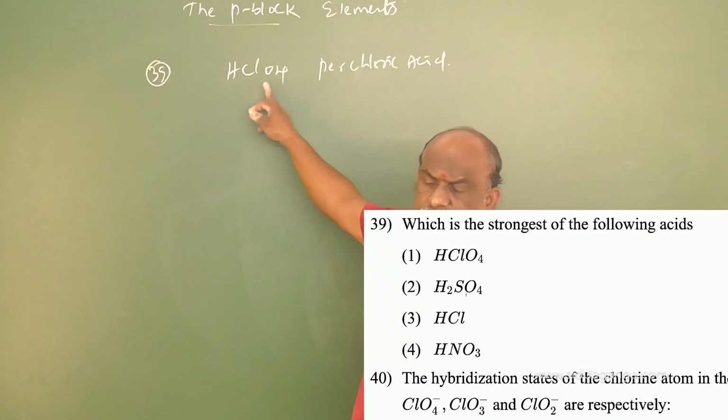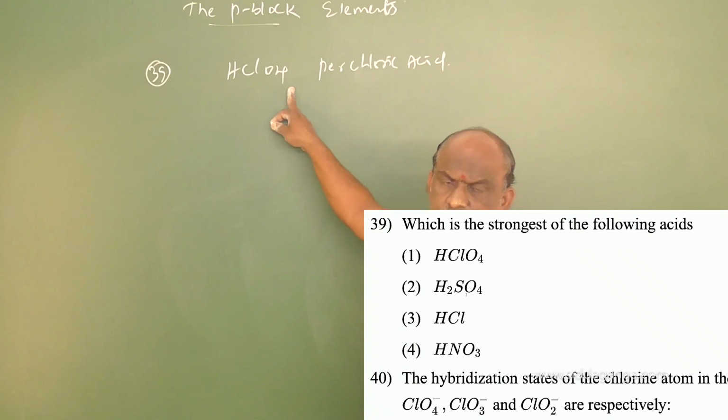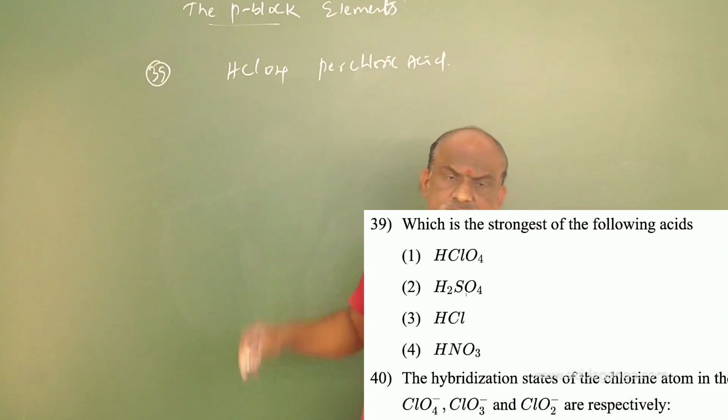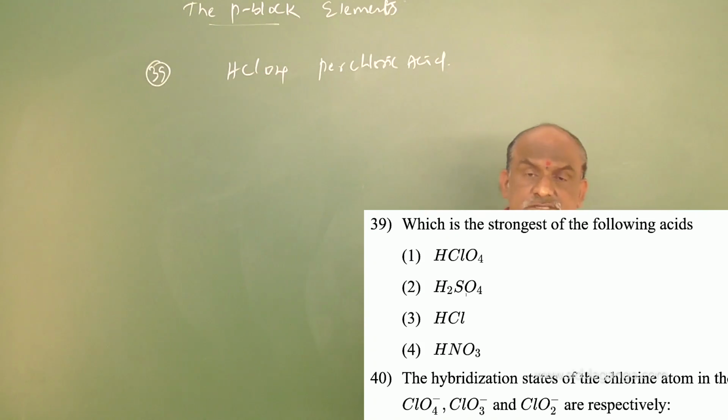+7 oxidation state, because 4 oxygen atoms give 4 into -2, which is -8, and one hydrogen is +1, so the oxidation state of chlorine is +7. So perchloric acid is the strongest oxy acid compared to all the remaining examples. We can note that option number 1 is the right answer for this question.